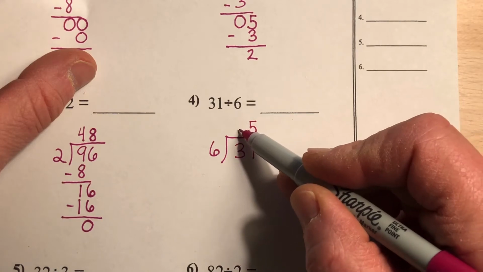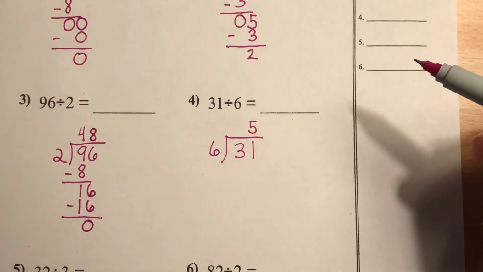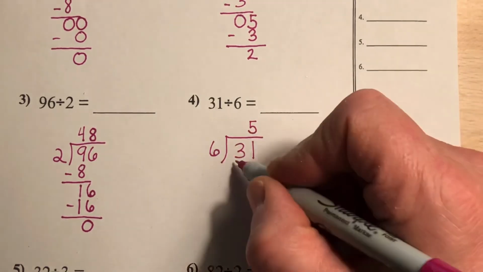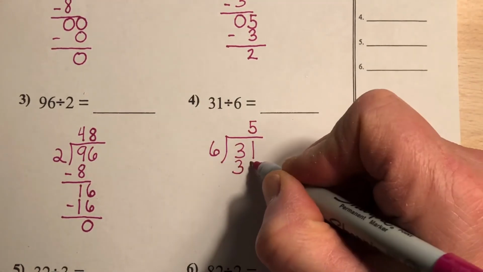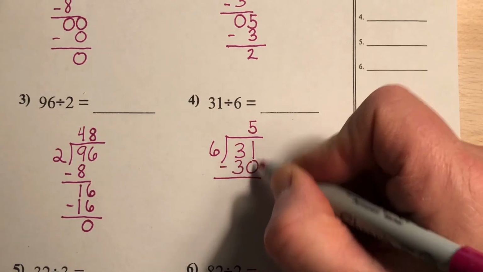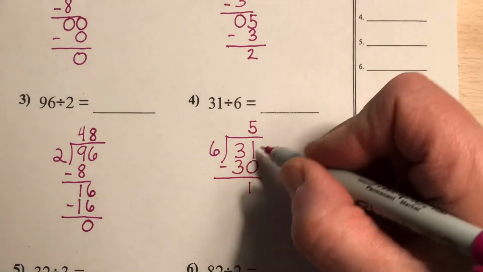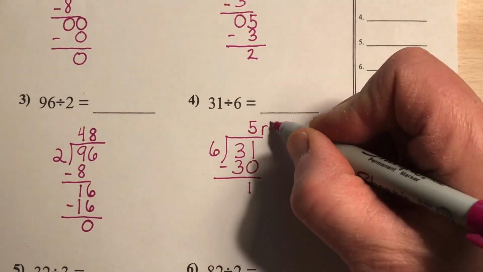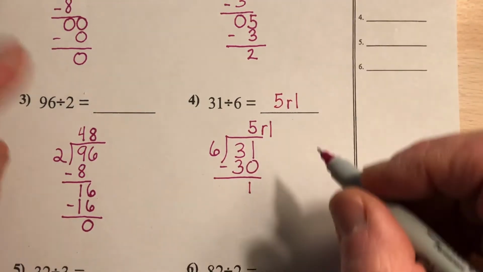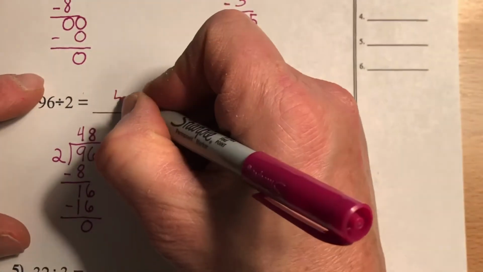If I wrote it over the tens place, I would say it fit in 50 times, and that's not right. So 5 times 6 is 30, if you remember that. And then I subtract, I end up with 1. No numbers to bring down, that's 5 remainder of 1. And that's a little bit different than what we're used to. I forgot to write the answer over here. I'm going to write it down, okay?